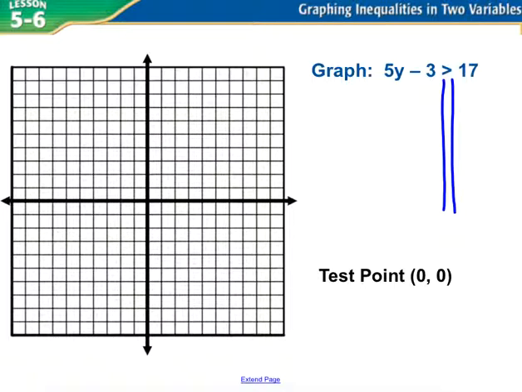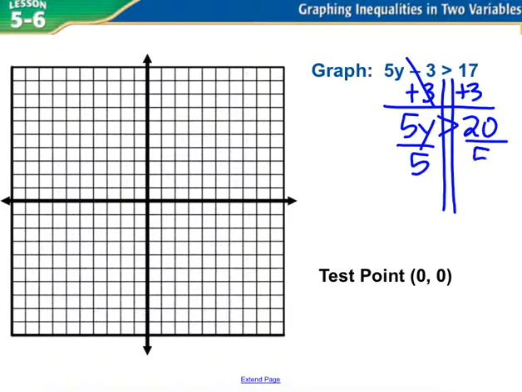Goal being, once again, to get this into slope-intercept form. Since we do have y, we can solve and get y by itself. So first thing I have to do is get rid of that minus 3 with a plus 3. I've got 5y is greater than 20. I need to divide by 5, so I have all y's greater than 4.